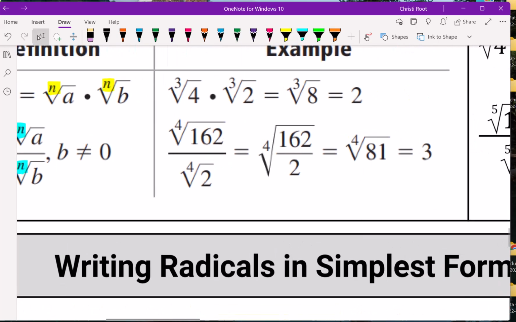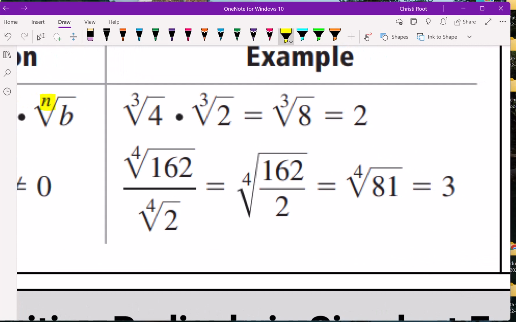So if you look right here in this example, they have the cube root of 4, which you can't do. You can't do the cube root of 4. And you can't find the cube root of 2. So what they did is they combined it. They said 4 times 2 is 8. Can you take the cube root of 8? Yes. So sometimes it's better for you to separate. Sometimes it's better for you to combine.